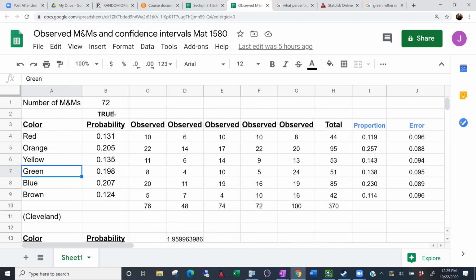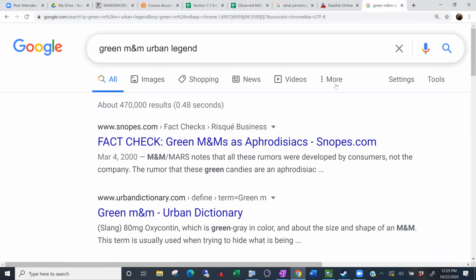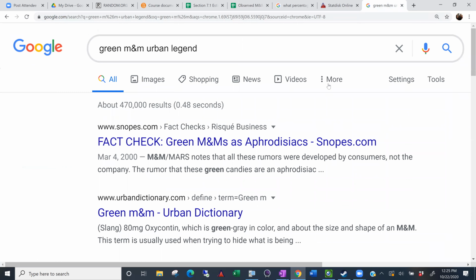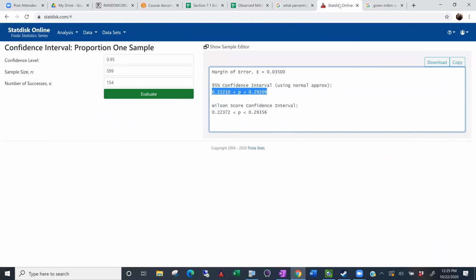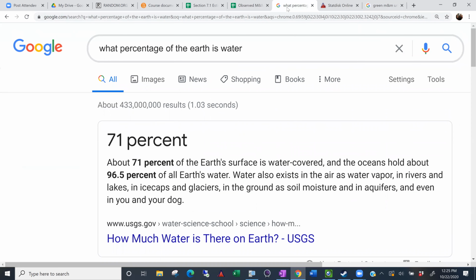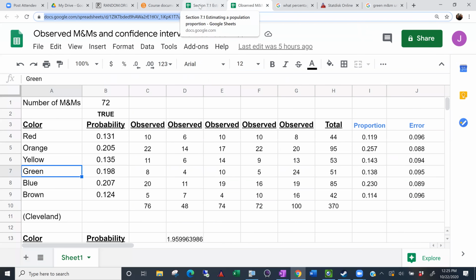Now, in case you're not familiar with it, and I'm not going to dwell on it too much here, the kind of fun urban legend about green M&Ms is that they're an aphrodisiac. So, whatever. You can do a fact check at Snopes to find out if that's really true or not. But for at least my generation, it was always fun to think about the green M&Ms.